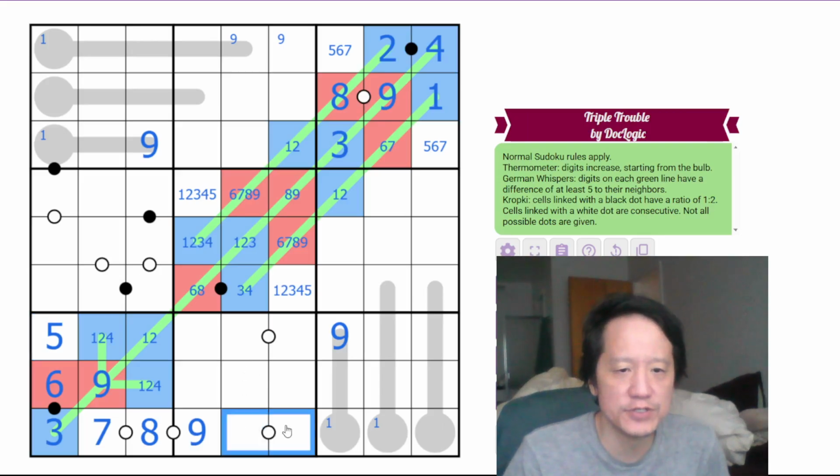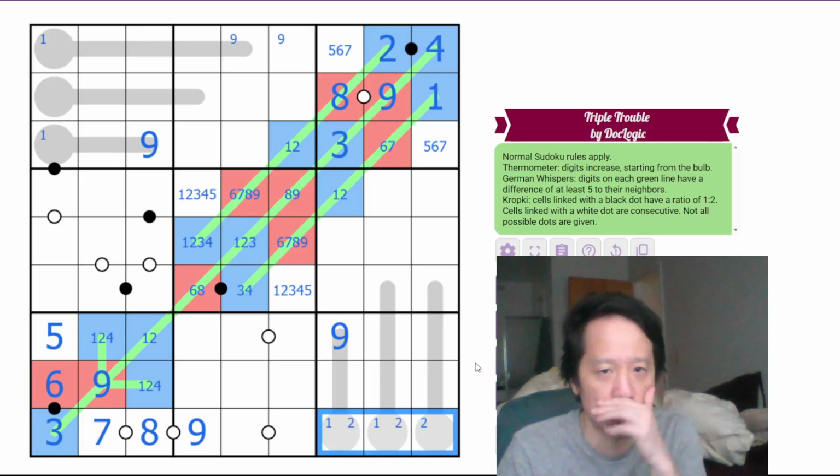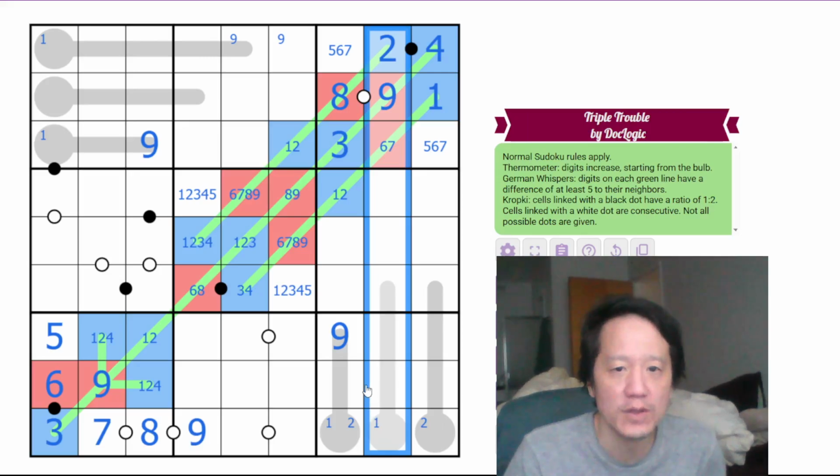These two digits are consecutive, and we know 1 is here. So 2 cannot be here. 2 would have to be consecutive with 3 or 1, and those are not allowed. So 2 has to be one of these cells here. 2 obviously can't be here because of the 2 in the column.